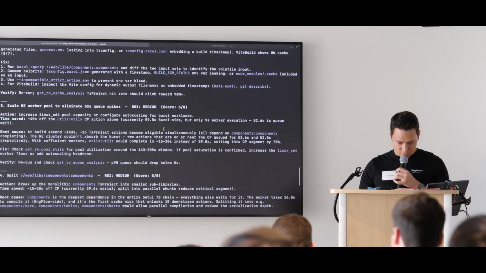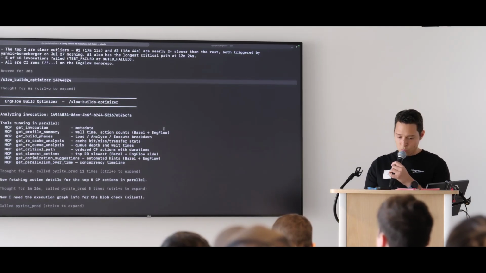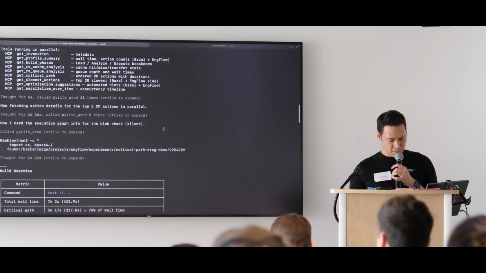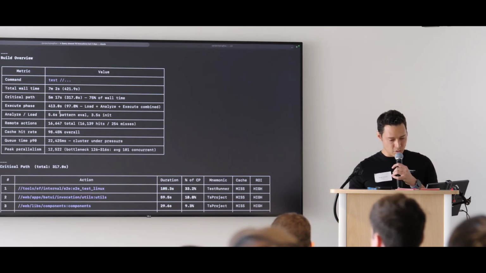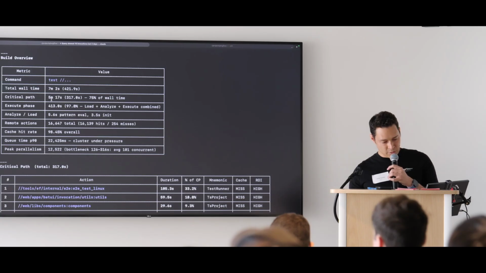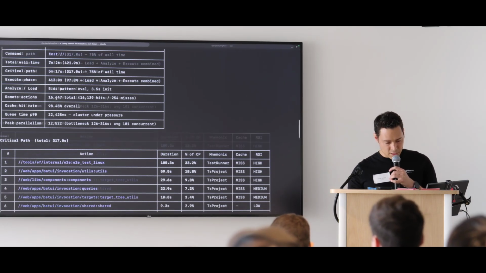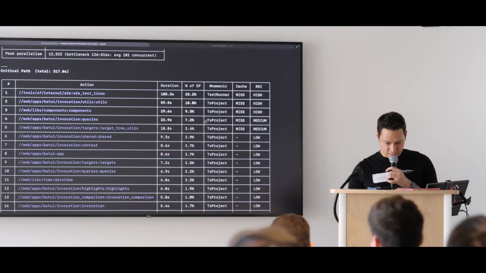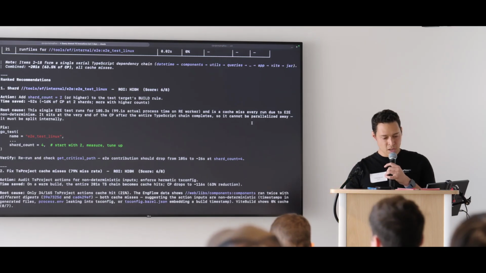Actually, I can go back to this one so that you see what I was looking for. So the slow builds optimizer was using the tools that I mentioned. Then it's going to look at the overview. So it's going to tell you, okay, this is the wall time, the critical path, the execution phase, the analysis, the remote actions. It's going to list all the things that are here, whether or not they were a cache miss. And then here it's going to tell you, ranked, okay, here are the recommendations that I'm going to give you in order to optimize the build.